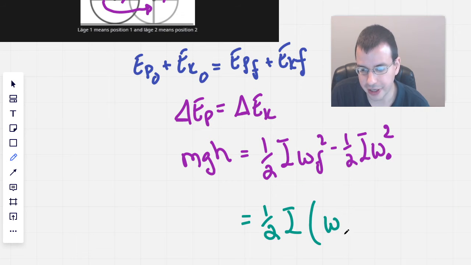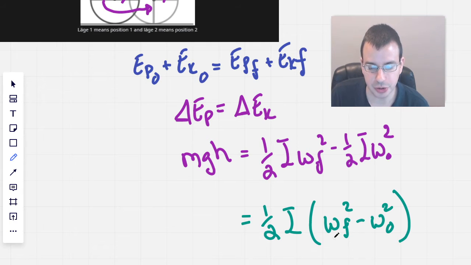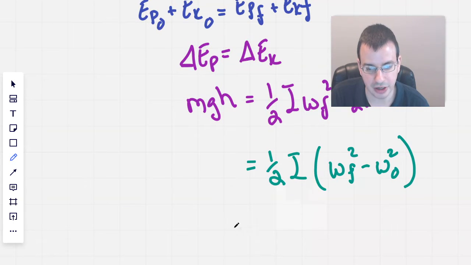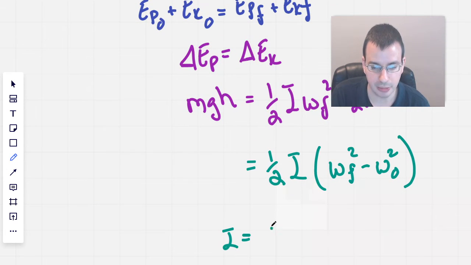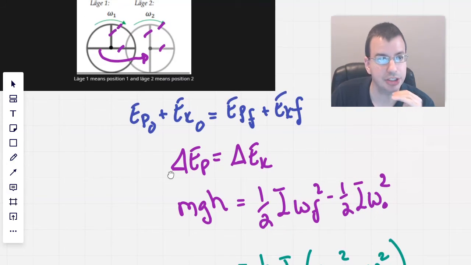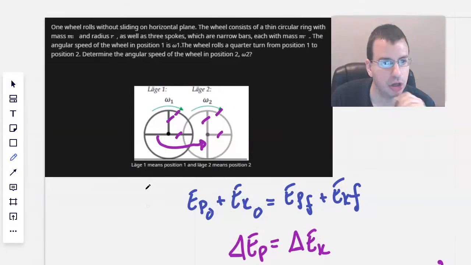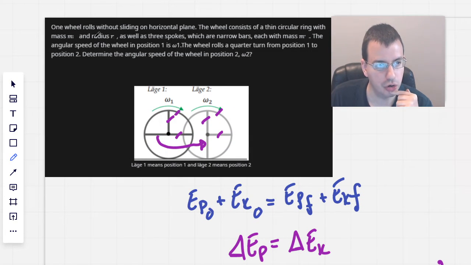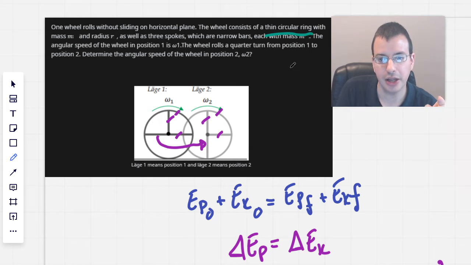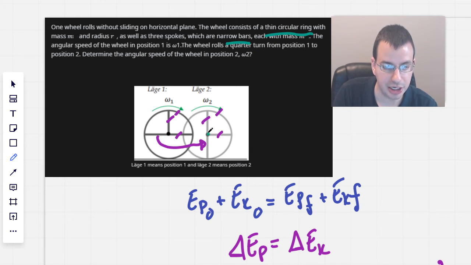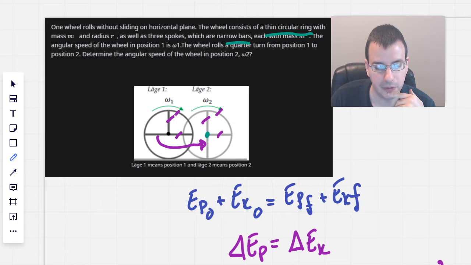And then we'll do omega final squared minus omega initial squared, where this omega final is what we're looking for. Omega initial, unknown. And now we want the moments of inertia. So a moment of inertia will just be the sum of all the individual moments of inertia. And so we have 4 objects here. We have a thin loop, which is going to be the same as a particle. So we have a thin circular ring, and then we have narrow bars that are being rotated about the center point right there.